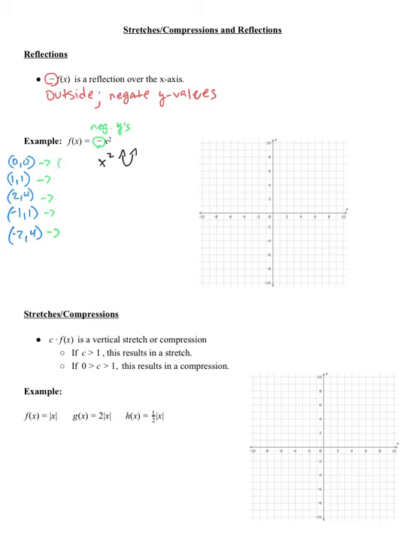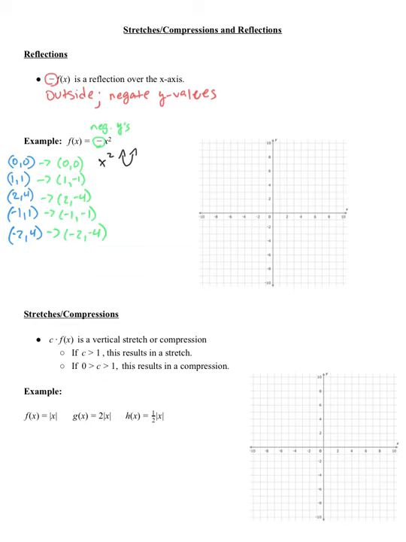So this is going to be 0, comma 0 still. 1 stays, but then negate the positive one, we get negative 1. 2 stays, this goes to negative 4. The negative 1 stays, this goes to negative 1. And the negative 2 stays, and that goes to negative 4. Now all we got to do is just plot this on our graph.